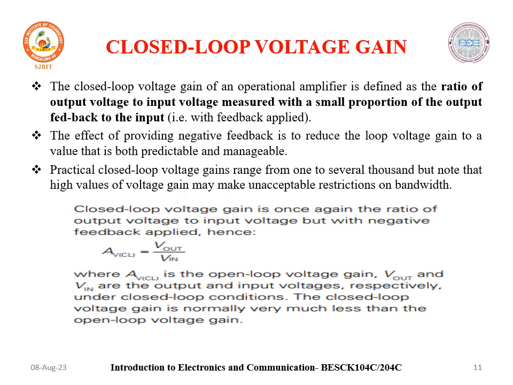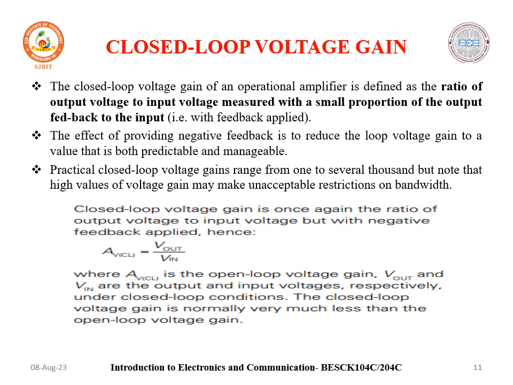The next one is closed loop voltage gain. The closed loop voltage gain of an operational amplifier is defined as the ratio of output voltage to input voltage measured with some small portion of the output fed back to the input. It is called the feedback. So we are considering the closed loop voltage gain with feedback. The effect of providing negative feedback is to reduce the voltage gain to a value that is both predictable and manageable. The practical closed loop voltage gain ranges from 1 to several thousands, but note that high values of voltage gain may place unacceptable restrictions on bandwidth.